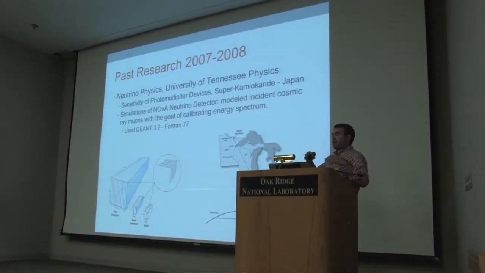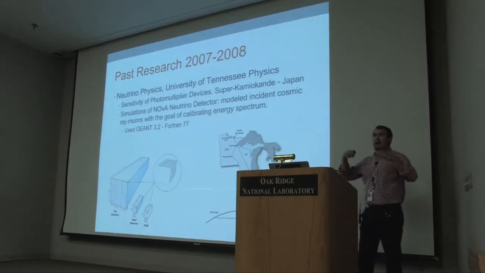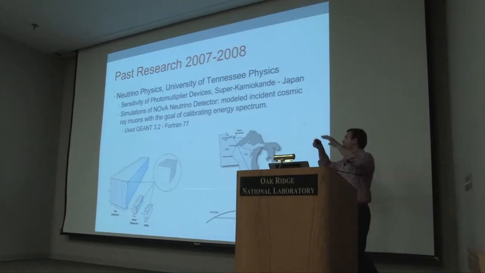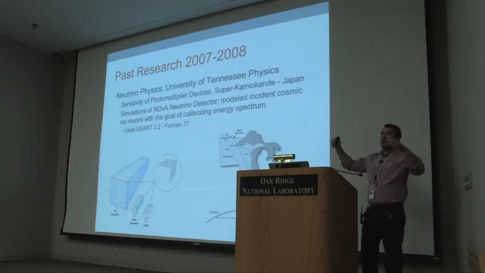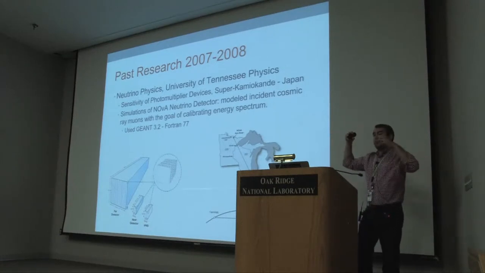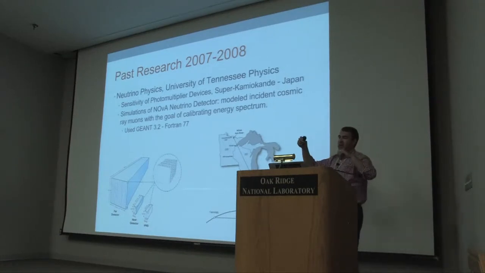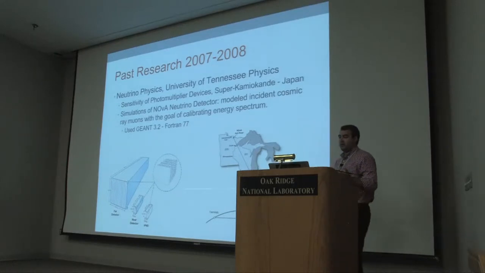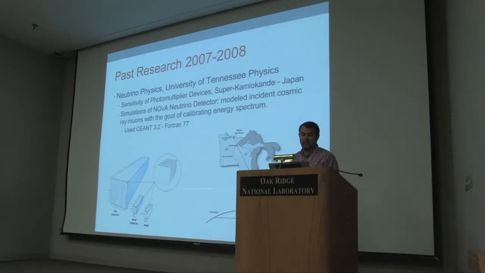I don't know if anybody's ever seen the picture, but the Japanese neutrino detector, Super Kamiokande, I believe it's called, is a big sphere with this liquid inside, and all around the inside of the sphere are these photomultiplier tubes. They detect small traces of light that appear when neutrinos pass through the liquid. So we were looking at the sensitivity of these things. Really, I was just trying to see what it was like to even do research in an academic sense, okay, because I was just a freshman at the time.